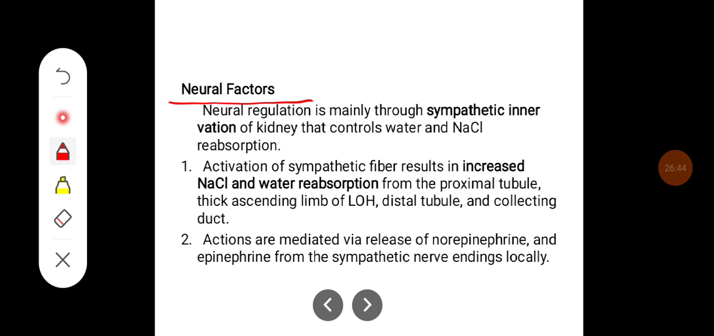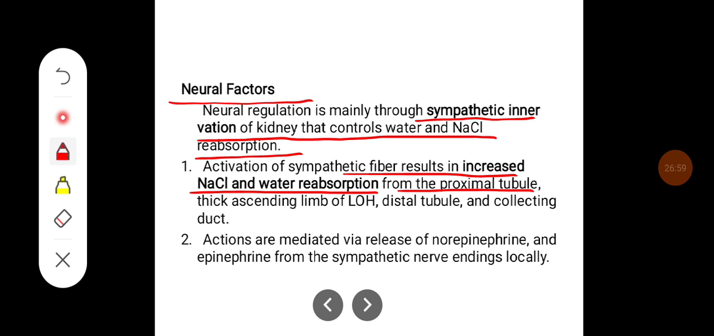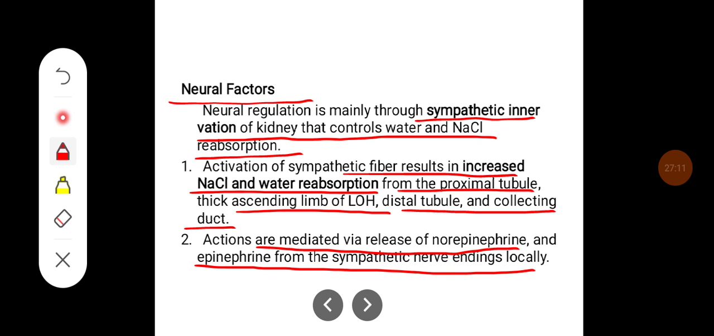Neural factors. Neural regulation is mainly through the sympathetic innervation of the kidney that controls water and sodium chloride reabsorption. Activation of sympathetic fibers results in increased sodium chloride and water reabsorption from the proximal tubule, thick ascending limb of the loop of Henle, DCT and CD. Actions are mediated via release of norepinephrine and epinephrine from the sympathetic nerve endings locally.